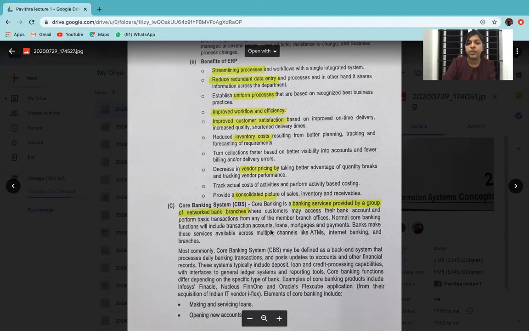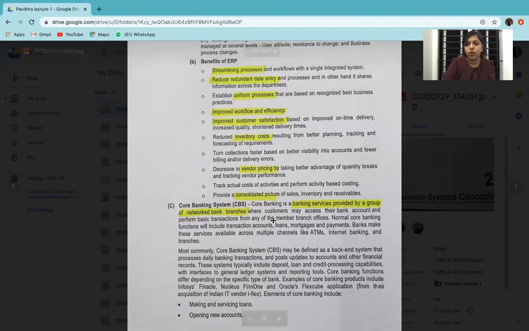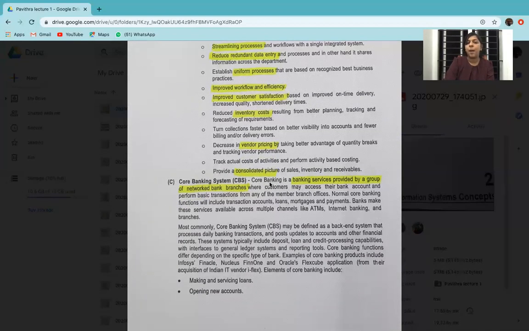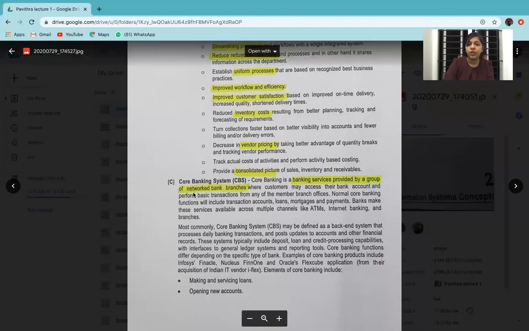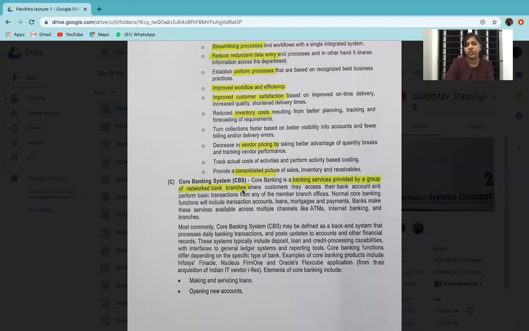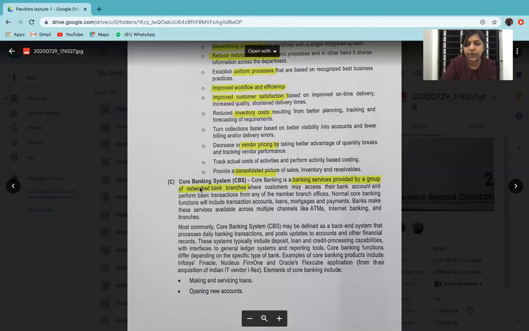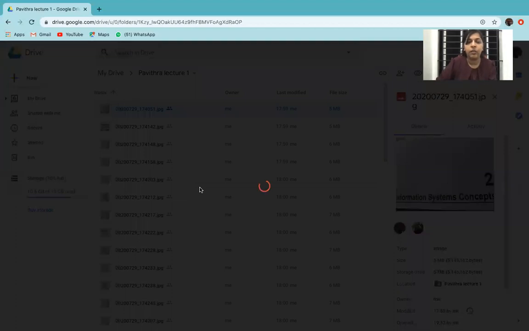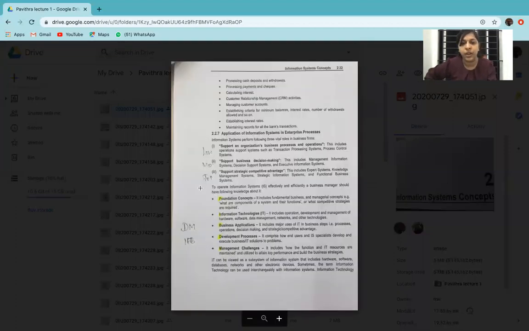And the next concept is core banking system. What's a core banking system? Core banking system is banking services provided by a group of networked bank branches. So many branches combine themselves together and provide that particular service, that is core banking system. You can give this a read, and I'm sure you can deal with the concept very well.